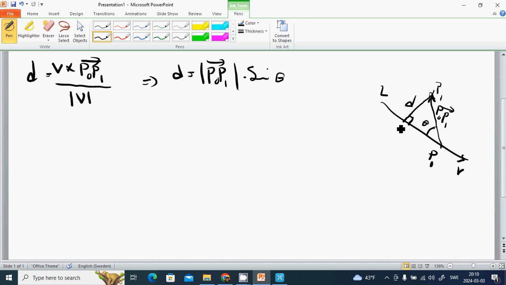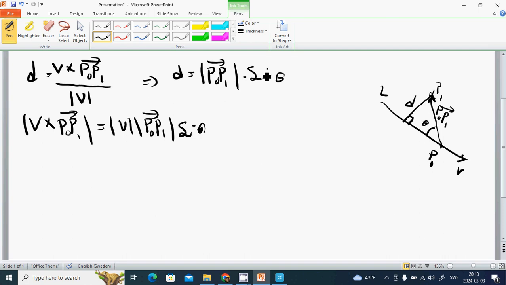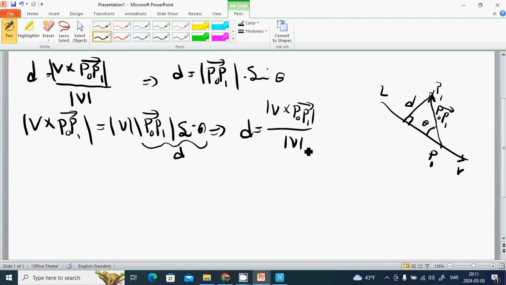Then we have absolute V multiplied by P0P1 equals absolute V, absolute P0P1, sine theta, but this is equal to D. Then D equals the absolute value of V cross P0P1 vector divided by absolute V, which we have shown.